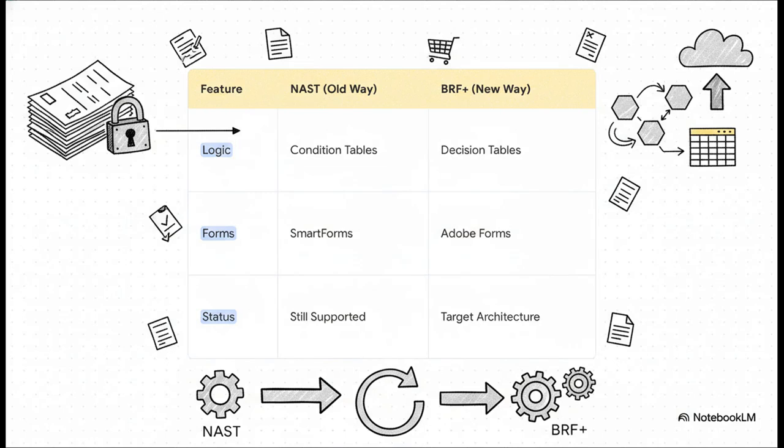Even something as simple as printing an invoice or sending an order confirmation is totally different. The old way was rigid and code-based. The new way, called BRF Plus, is way more flexible, based on decision tables that look a lot like a spreadsheet. Now, the new way is the future, but a lot of companies still use the old stuff. So for now, the two have to live side by side.